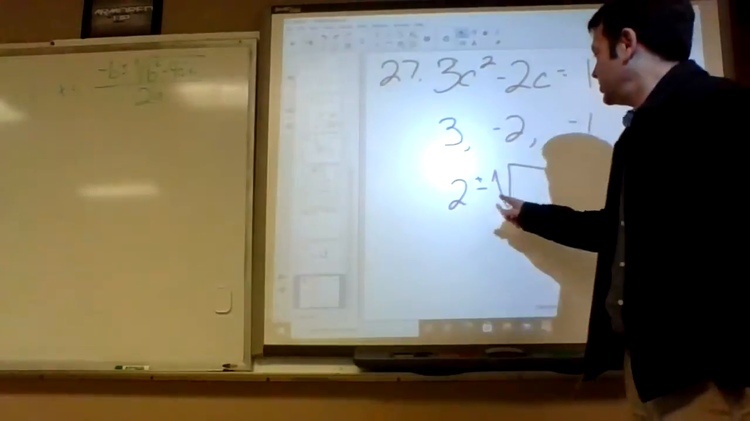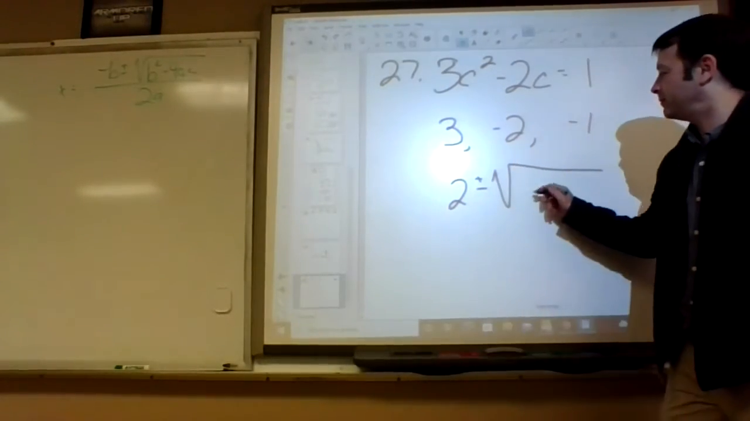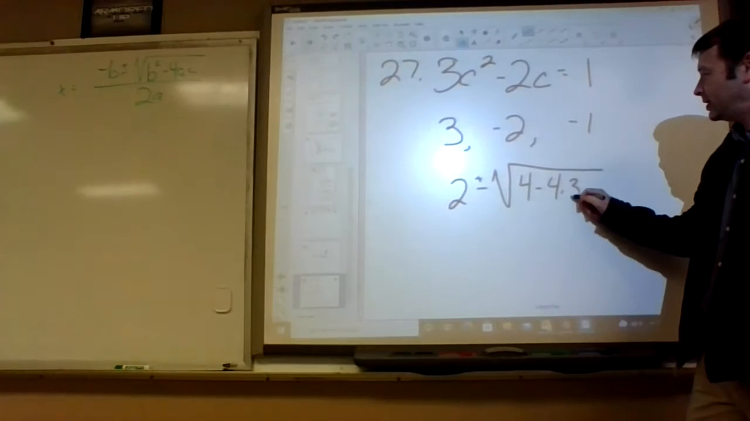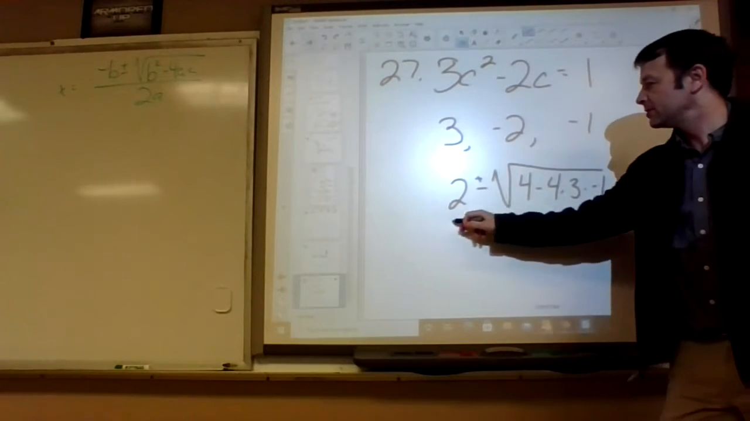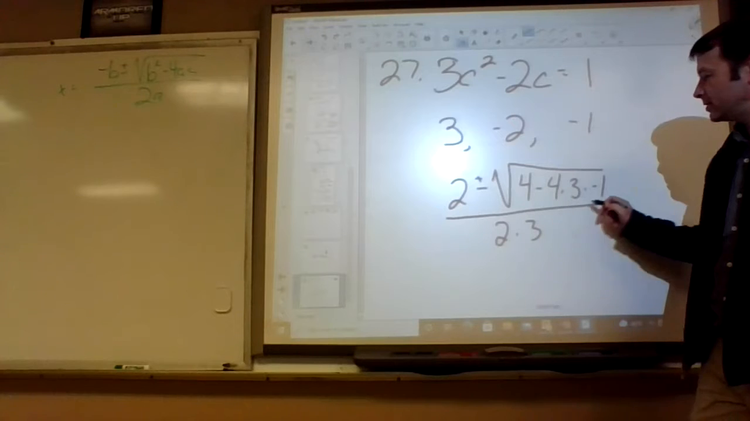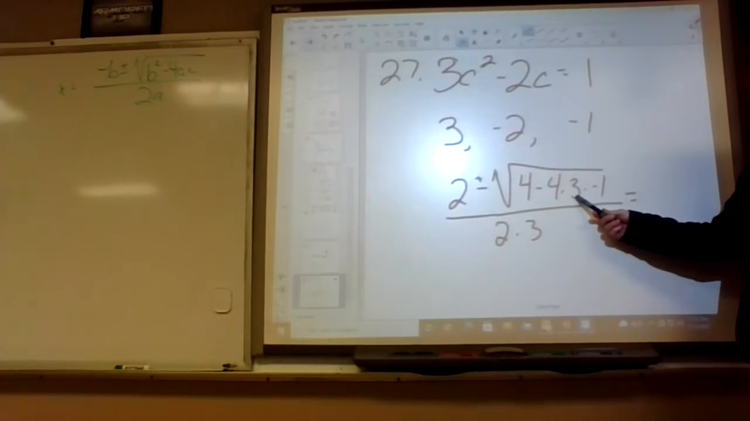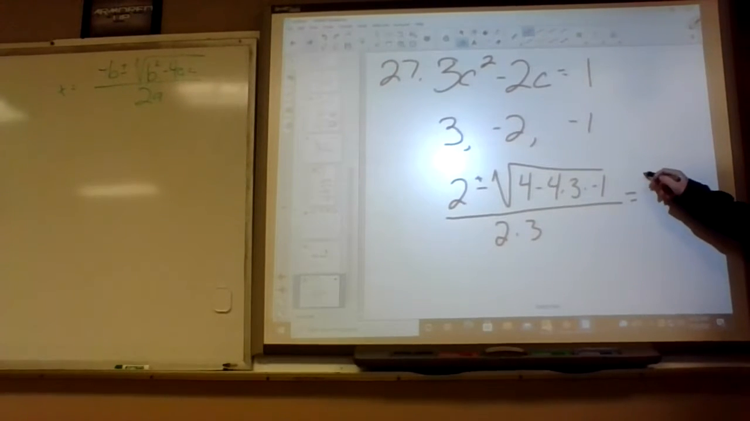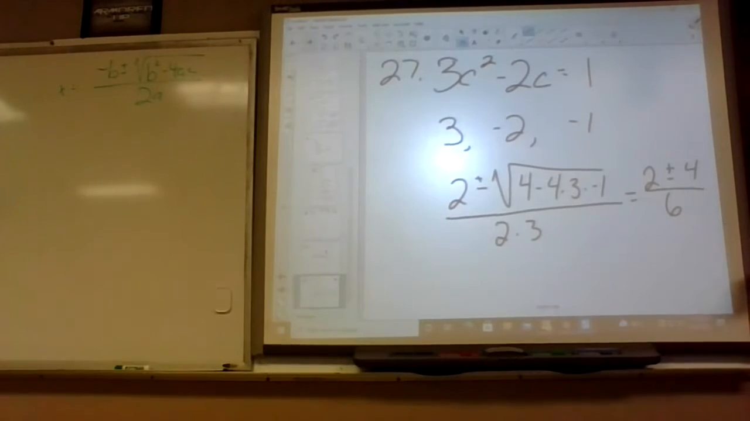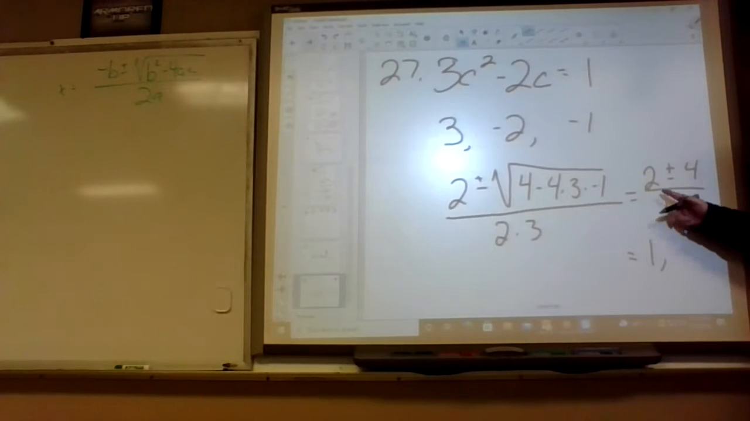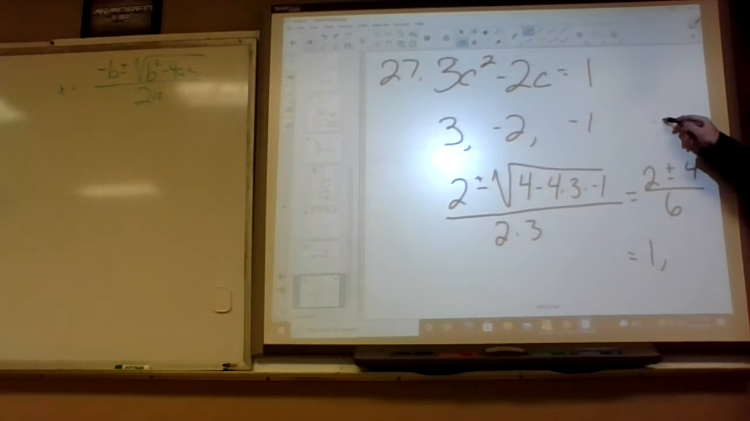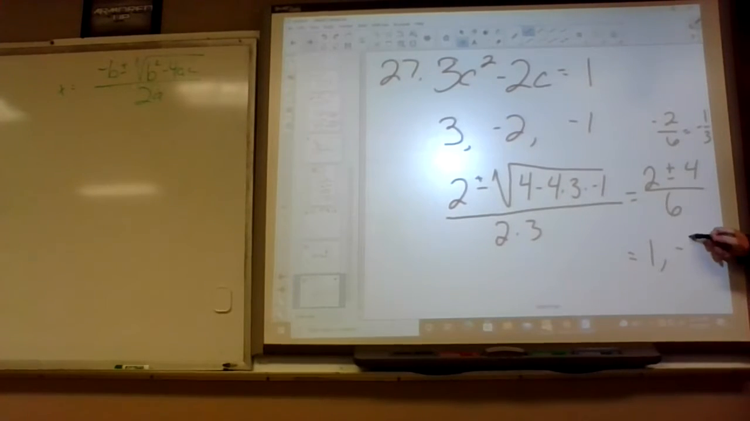Negative b plus or minus the square root of b squared minus 4ac, all over 2a. 4 plus 12 is 16. Square root of 16 is 4. 2 plus 4 is 6, divided by 6 is 1. 2 minus 4 is negative 2, divided by 6 is negative 1/3.